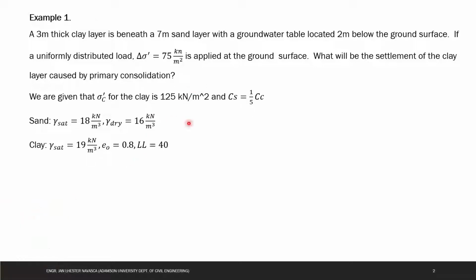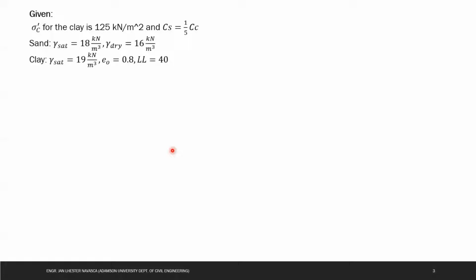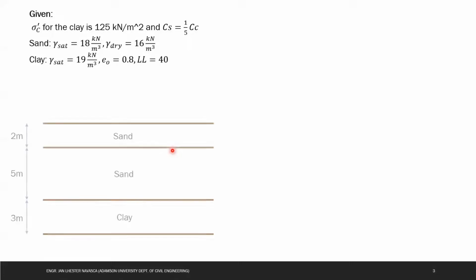kilonewton per square meter, and the swell index is 1/5 of the compression index. Given that the saturated unit weight of sand is 18 kilonewton per cubic meter and the dry unit weight of sand is 16 kilonewton per cubic meter, and for the clay, the saturated unit weight of clay is 19 kilonewton per cubic meter, the in situ void ratio is 0.8, and the liquid limit is 40. Okay, so writing our given data.